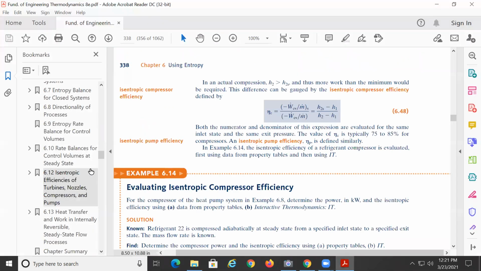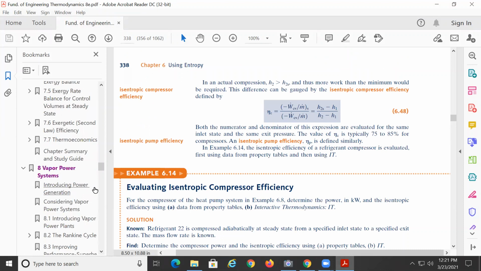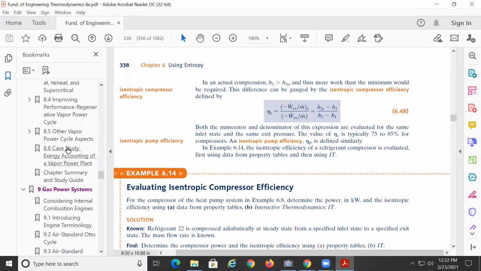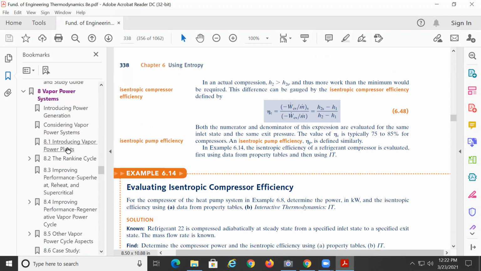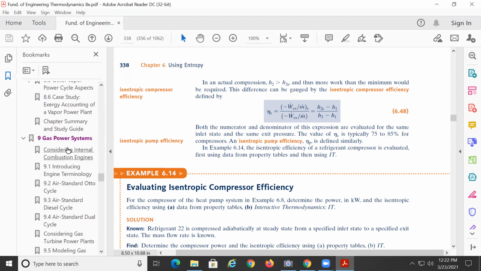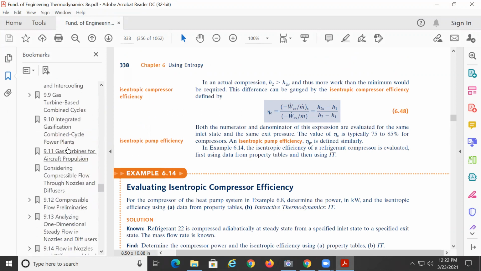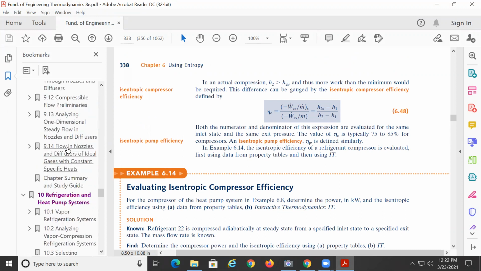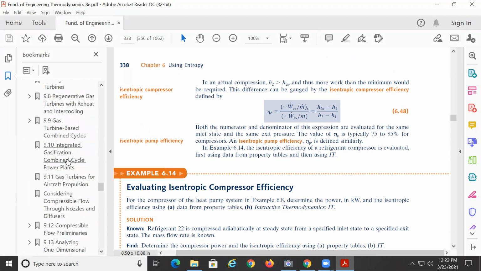And then what would be the goal of this? So for example, exergy, we're not going to look at it. Let's say we go to the gas power system. So this would be, for example, an engine, vapor power. No, let's look at the Rankine system. Rankine, you see Rankine here. Gas turbines, for example, for aircraft propulsion.